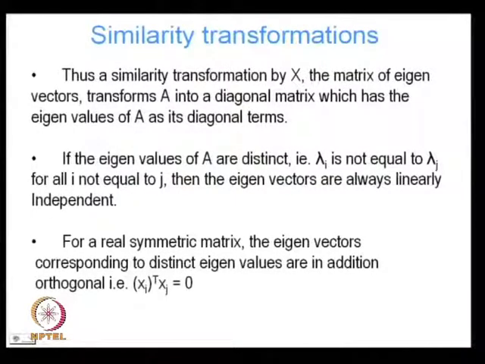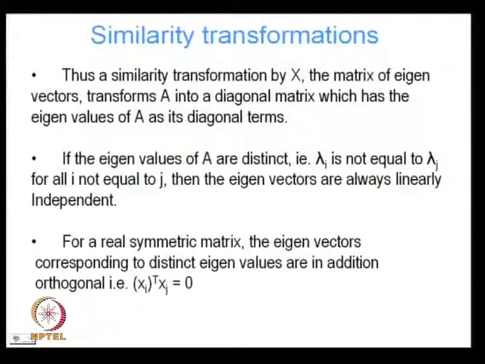If the eigenvalues of A are distinct, that is, lambda i is not equal to lambda j for any i, j, then the eigenvectors are always going to be linearly independent. So, if a matrix has distinct eigenvalues, that is, each of its eigenvalues is different from the others, then the eigenvectors are also going to be linearly independent.